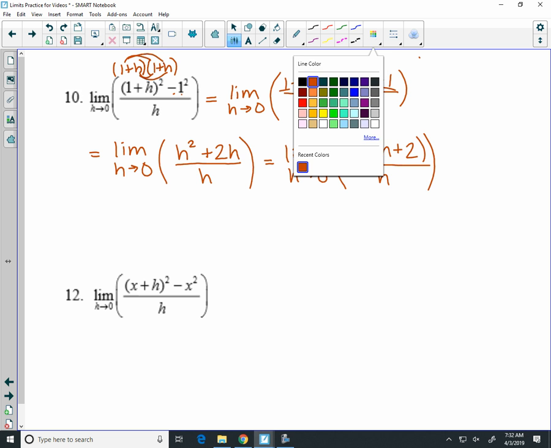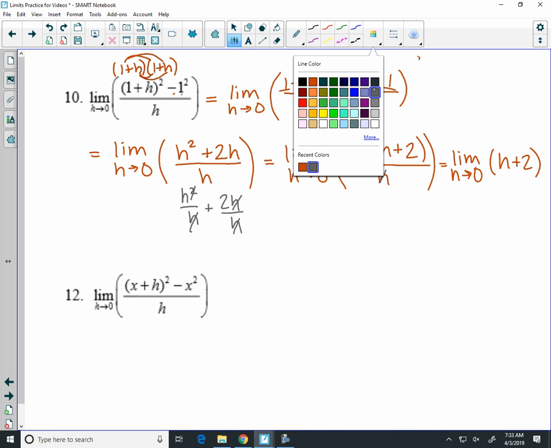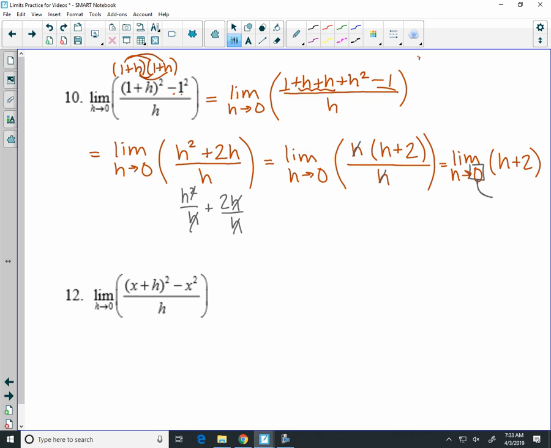And now I can cancel. The other way you could write that would work for you is this. Kind of break it up over that common denominator, and then you can cancel both places, and you come up with the same thing. So however you would like to do it, just make sure it ends up legal. So the limit as h approaches 0 of h plus 2. And now I can plug in that 0. Now I can take that 0 and plug it in for h.